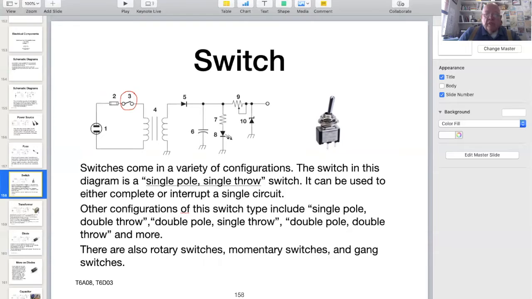Component number 3 is a switch. The switch in this diagram is a single pole, single throw, meaning that it has 2 positions, on or off. There are a dozen or more types of switches, as are noted in the slide.